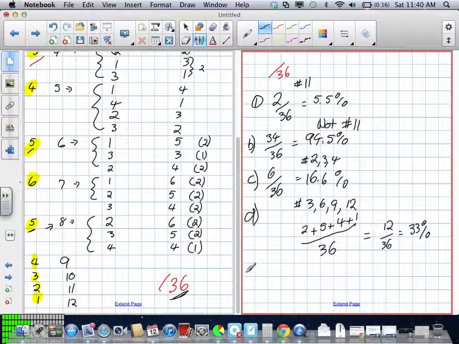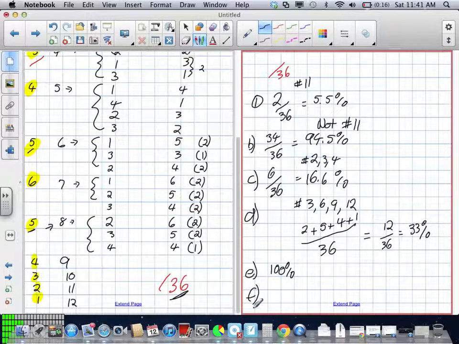That's all right. E. Greater than 1. Can you roll a 1? No. So it's a 100% chance. All of your rolls have to be greater than 1. You can't roll a 1 in dice.